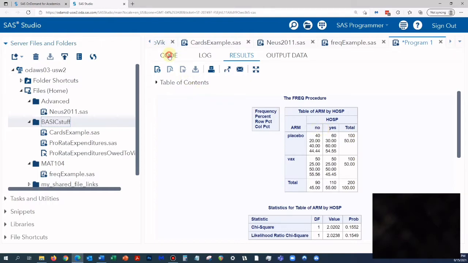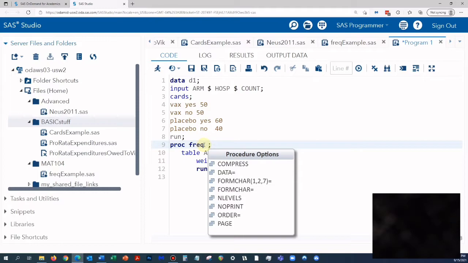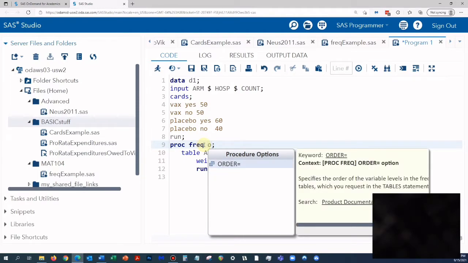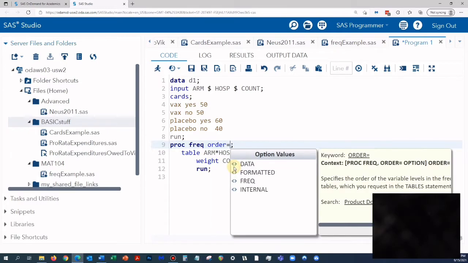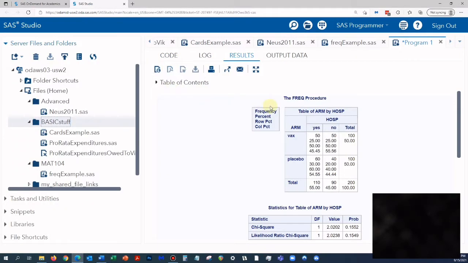So the way I'm going to fix that is I'm going to go back into the code, and I'm going to go back into proc freq, and I'm going to put what SAS calls an option. And the option is order. Now notice I just put an O and it comes right here. And I click on data. Order equals data. Now I'm going to run this and check what we get. Now we get it exactly the way we would need this table in the real world. Experimental group comes first, control group comes second. The yes category comes first, the no category comes second. And now we have our nice little table.